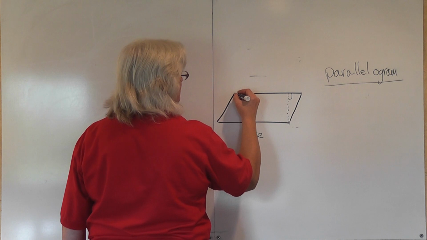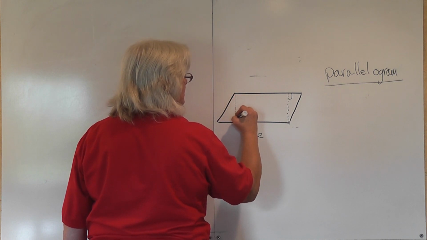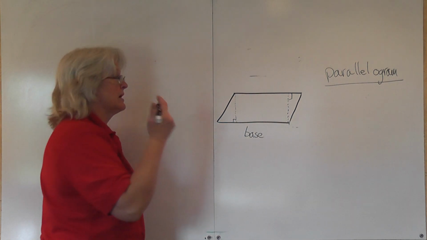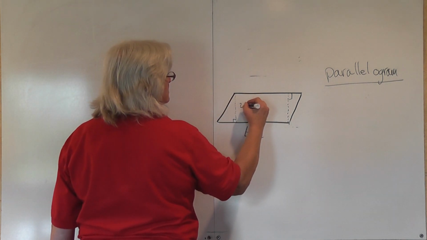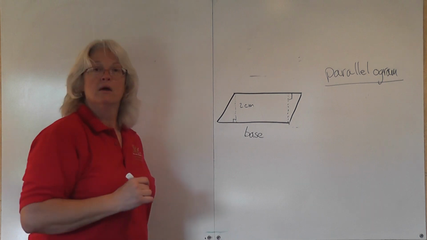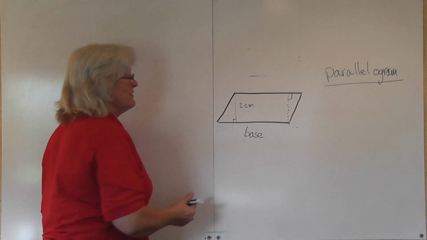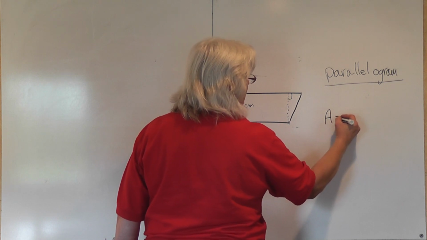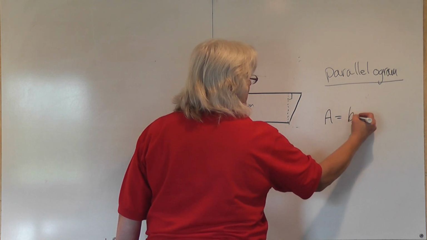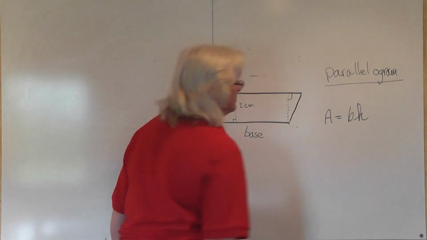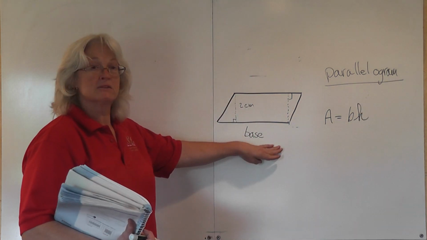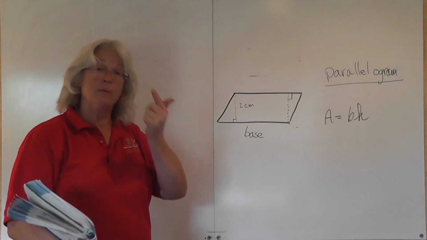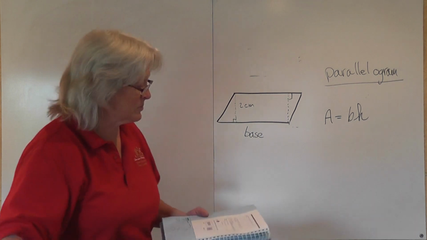You can have it in 2 different places. Either of these could be written in your problem, and they might say this is like 2 centimeters. And what's the formula to find the area of a parallelogram? Well, the area of a rectangle is the length times the width. The area of a parallelogram is the base times the height. And that's all you need to know to be able to calculate the answer to this problem.